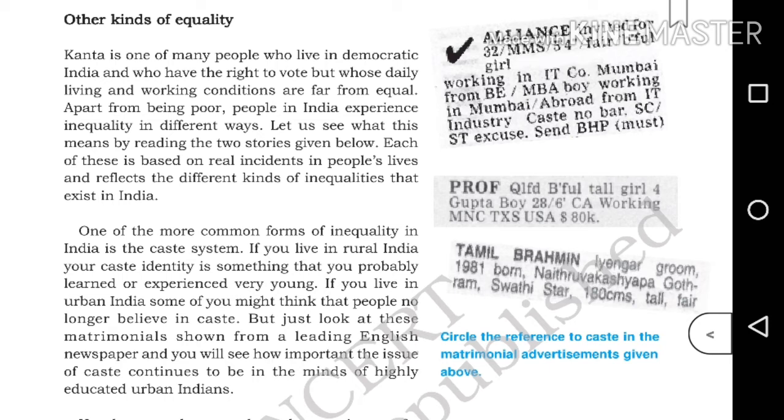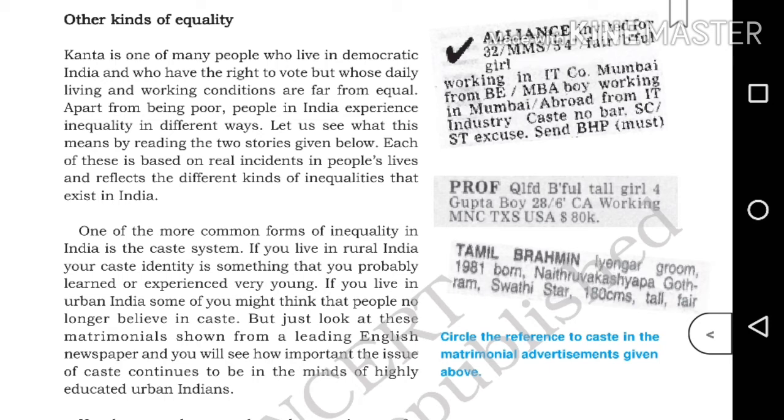So our country offers equality to all the people. All are equal before the law. All have the right to vote. But when we take into account their daily lives, it is entirely different for the poor and the rich. So many inequalities still exist in our country.